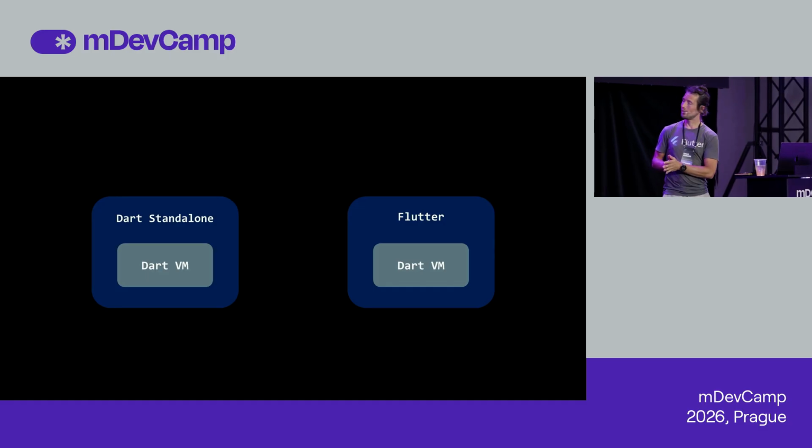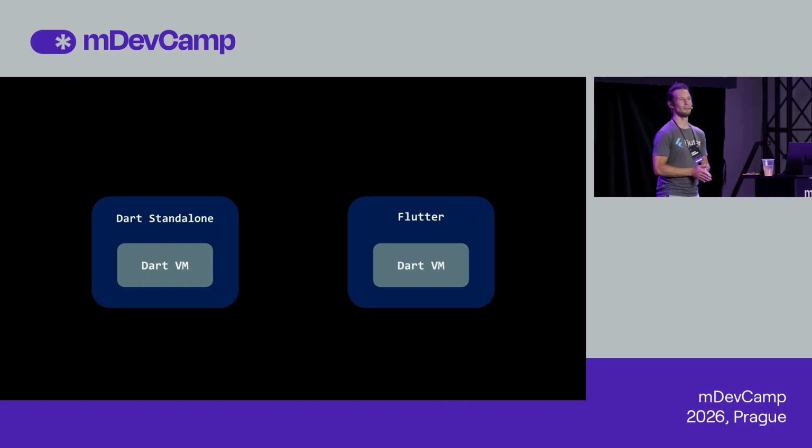So I started working on the Dart VM team. So that's like the middle box. So that's the Dart virtual machine. And the Dart virtual machine is part of Dart standalone. So if you run Dart space something on your computer, that's Dart standalone. And it's also part of Flutter. When you deploy Flutter onto a mobile phone or on the desktop, that's also running natively. So the Dart virtual machine is there.